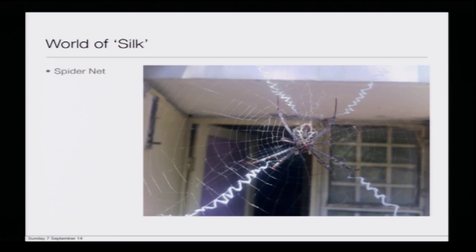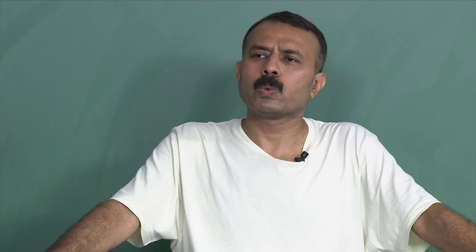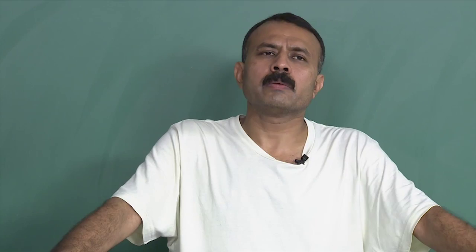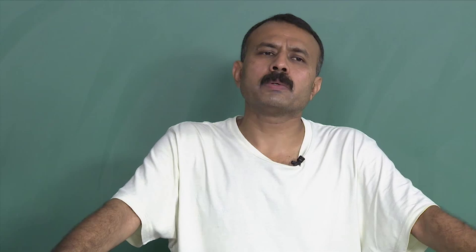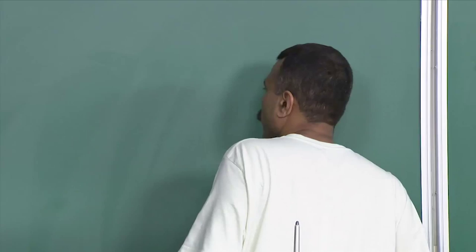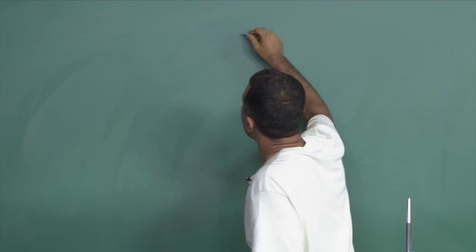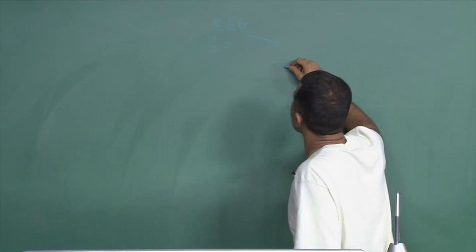Now, coming back to the world of silk, how is silk really produced? First of all, let us answer this question. There is a series of insects which go through a 4-stage life cycle. The adult lays the eggs. If I put it on the board, it will make more sense. So, the adult lays the eggs, and these eggs hatch and form something called larvae like this. All of you must have seen these.